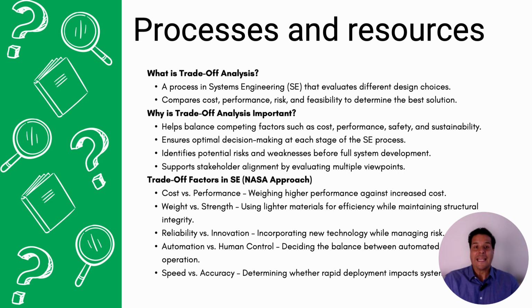Now, it's important to do trade-offs, because in the real world, when we're working for someone as an engineer, they will require you to do it. They will help you balance competing factors such as cost, performance, safety, and sustainability, ensure optimal decision making or improve the decision making. Sometimes you're going to be the decision maker. It identifies potential risks and weaknesses, which is fundamental. And some stakeholders will care a lot about accuracy or safety instead of speed, for example. They want the data produced by ChatGPT to be very accurate, so they're willing to wait for the processing to take longer.